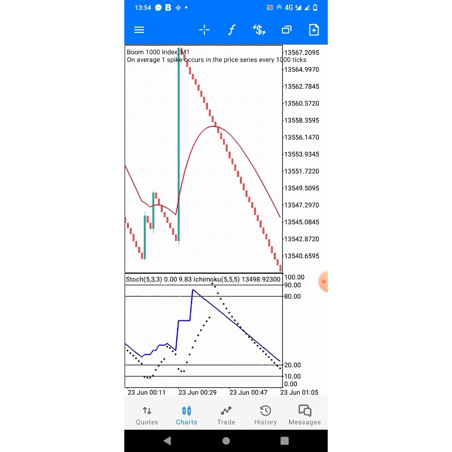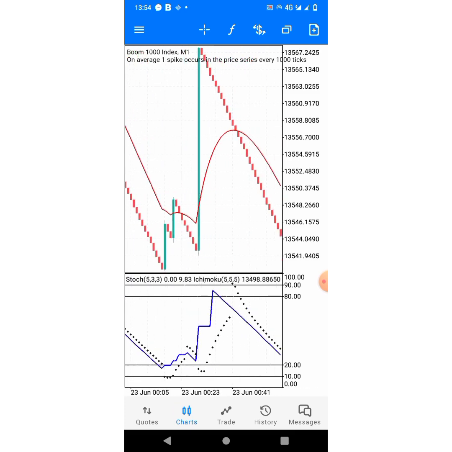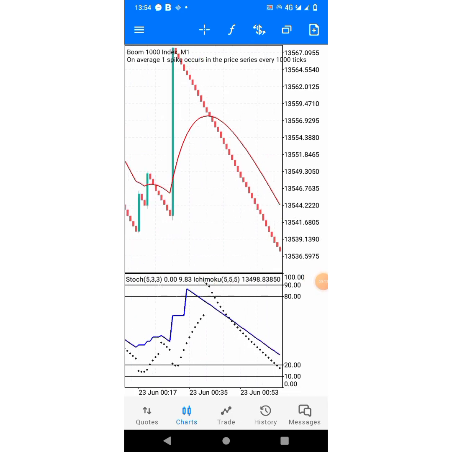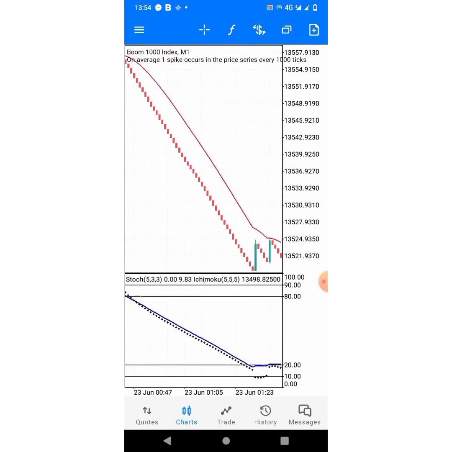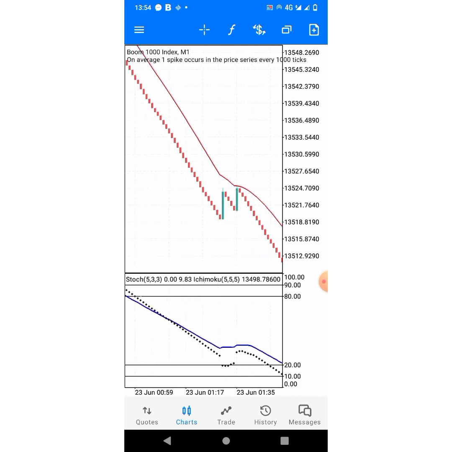So here again, the market presented us with another opportunity, guys. You could have just sold around here. You see, the conditions were fulfilled, then you could have just sold, take your 10, your 20 candles, and you're out of the market. So that's how the strategy works. Let me show you the settings for this strategy.